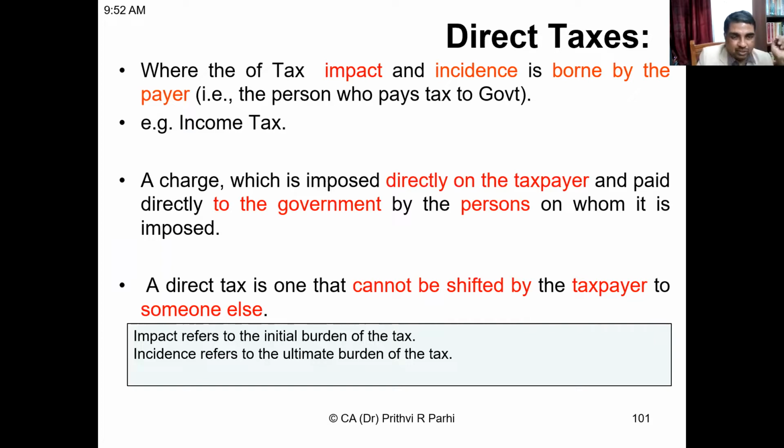Okay. Now please read this particular line. What is incidence? Incidence refers to the ultimate burden of the tax. Ultimate burden of tax. Since you are studying law, you might have heard of these terms. And there is one more term which you'll also be learning shortly, that is called impact. Impact refers to the initial burden of the tax. So two things we have understood. Impact means initial burden, and incidence means ultimate burden.